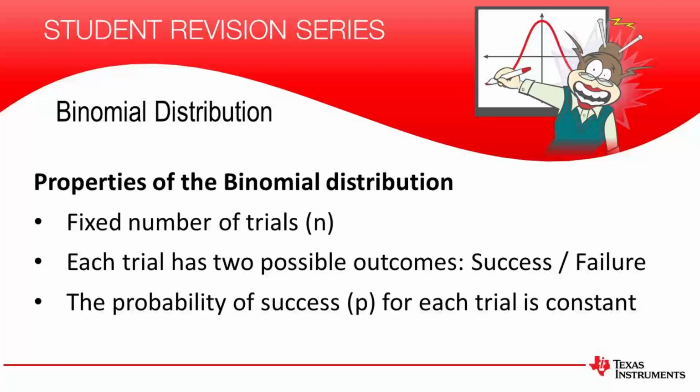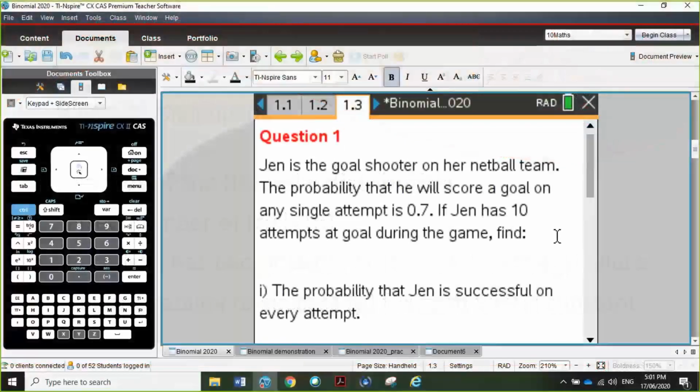Now that we have those properties in mind, we're going to jump straight into an example. This example is about Jen, who is playing netball, and she's the goal shooter. The probability that she will score a goal on any single attempt is 0.7. We're asked, if she has 10 attempts at goal during the game, what's the probability that she's successful on every attempt?